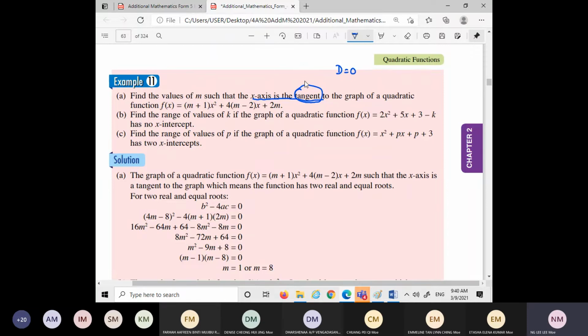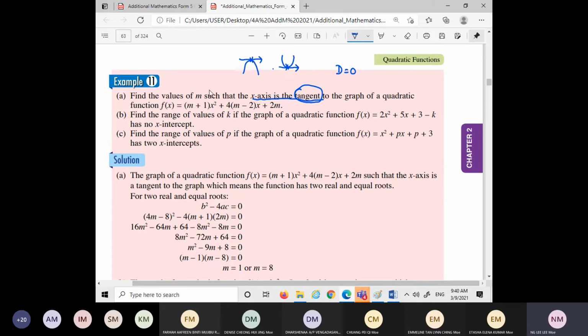I don't know whether this is a smiling face or a sad face because this is n plus 1, so I couldn't tell from here, but it doesn't matter. If this is a smiling face, it will be something like this. This is the x-axis. The x-axis becomes the tangent of the graph, meaning it touches at one point. If this is a sad face, it will be this way. The x-axis is the tangent of the graph. This is the meaning.